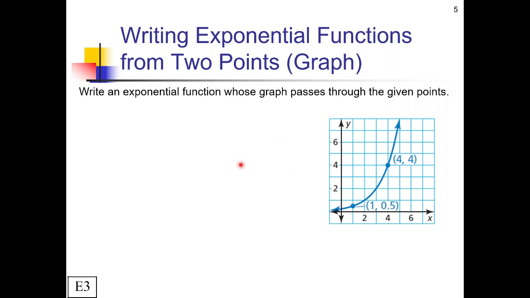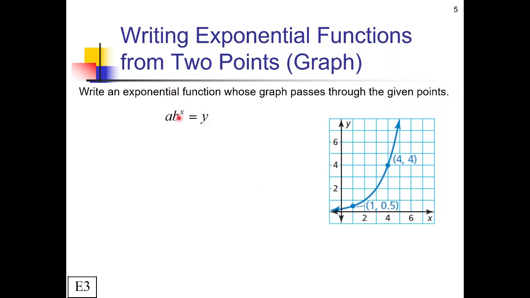All right, so we could use some other points on the graph other than the ones they gave us, but it's good to use the ones they've spelled out for us because we know those for sure. Others we might just be kind of guessing at or estimating. So we are using our ab to the x equals y sort of paradigm again.